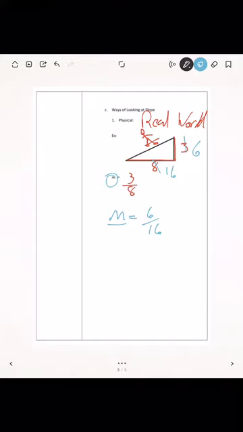Which of these two ramps, the first or the second one, do you think is steeper? Pause the video, take a minute, look at the two slopes, and determine which one's steeper, the bigger or smaller ramp.